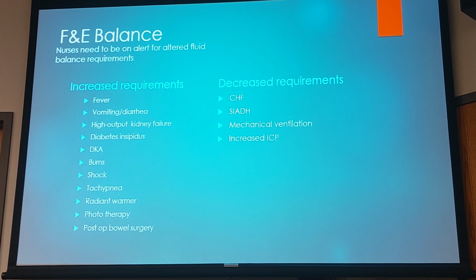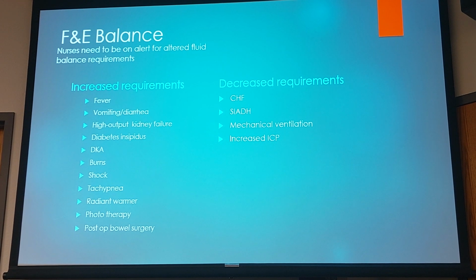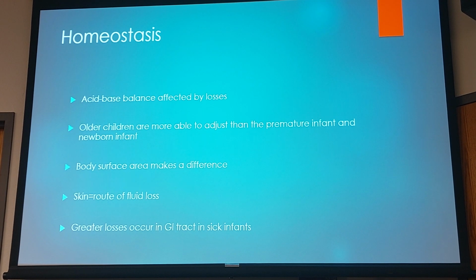Right, so decreased requirements. This is where you're retaining a little bit more fluid. We don't spend a lot of time in that area in pediatrics, but any kind of heart failure, syndrome of inappropriate antidiuretic hormone, and mechanical ventilation tend to have more fluid excess. And increased intracranial pressure. We don't want to put extra fluids on somebody who's got a lot on their brain already. So just some things to think about.